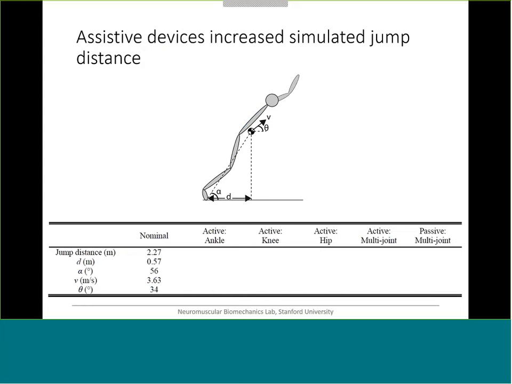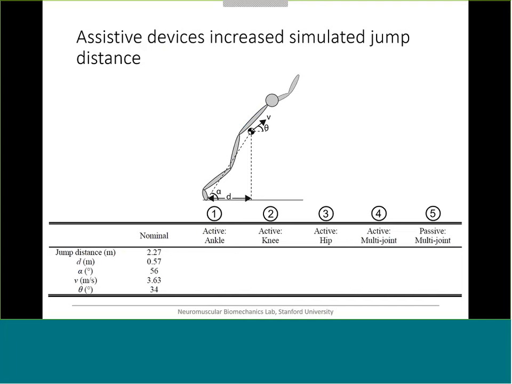We tested 5 device configurations in total. 3 of the device designs added a single active device to a lower limb joint at the ankle, knee, or hip. An active multi-joint design added an active device at all 3 of the lower limb joints. The passive multi-joint configuration added a rotational spring at all 3 of the lower limb joints.